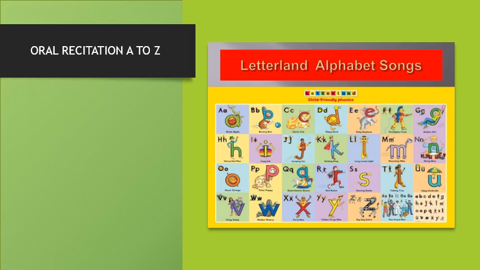Now let's start our activity. What we have to do, children? We have to orally recite letters A to Z. And how are we going to do it? You have to do it with me.